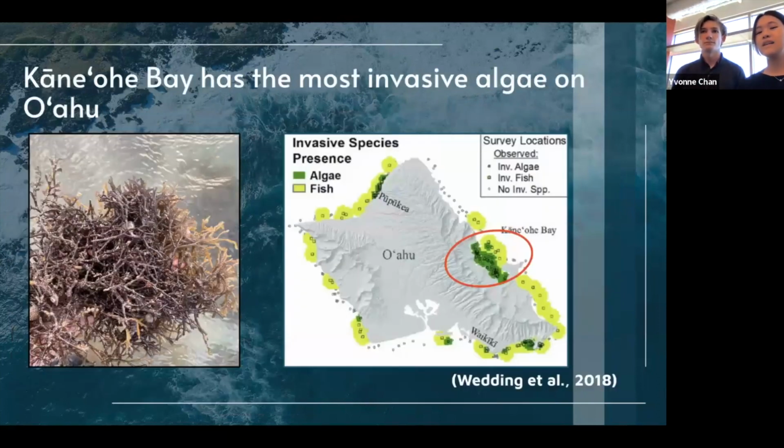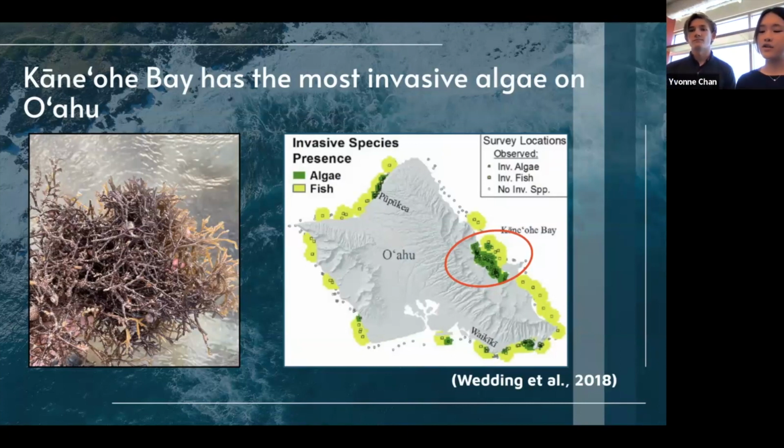So Kaneohe Bay has the most invasive algae on Oahu. One of the major findings from our research this summer was the high prevalence of invasive algae species at turtle feeding locations in Kaneohe Bay. Although algae is a natural part of the bay's ecosystem, invasive varieties in particular can be incredibly detrimental both to the overall health of the bay and the marine life living within it.